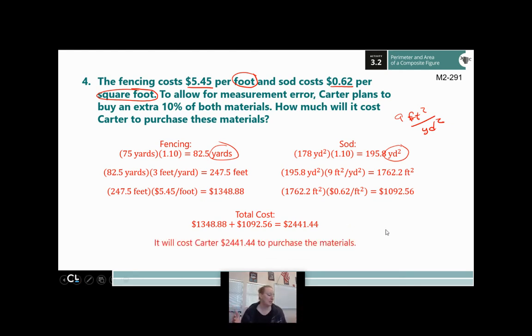The guy's still got to build the stuff. I don't know. Maybe he can invite some friends to help him or neighbors, or he can pay them with pizza. I don't know. But at least now we know how much it's going to cost him to get all the materials to make this happen.